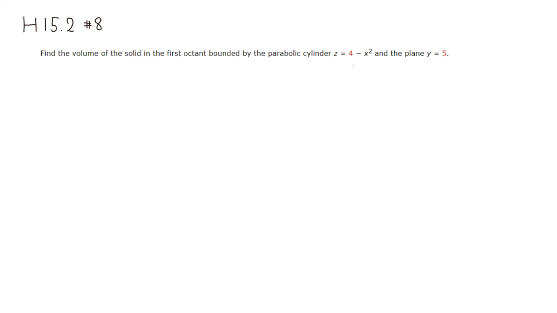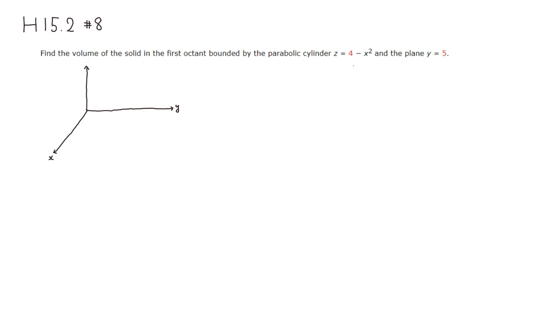Let's draw a picture first. Here is our x-axis, here's the y-axis, and here is the z-axis. Now let's look at the cylinder. Actually, I need to put the z here, not y.